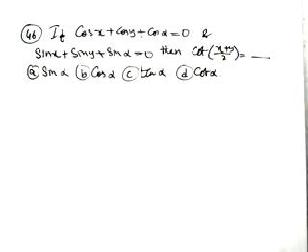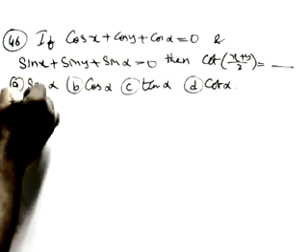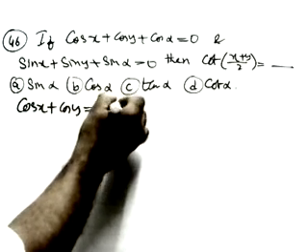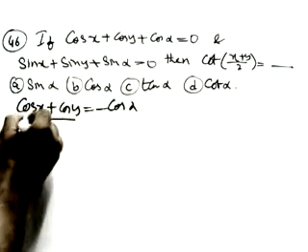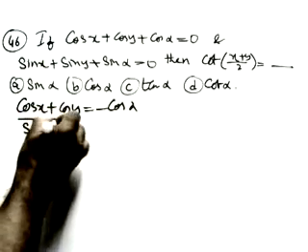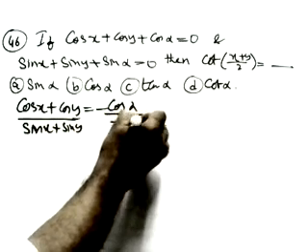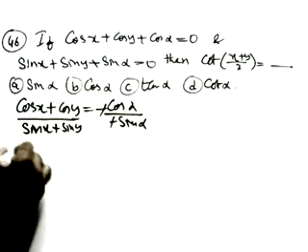Now you see the next question: cos x plus cos y plus cos alpha equals 0 and sin x plus sin y plus sin alpha equals 0. Then cot of (x plus y) by 2 equals dash. Let's bring this to the other side. What is given? Cos x plus cos y equals minus cos alpha. Let me divide this by this one: sin x plus sin y equals minus sin alpha. So this minus minus will get cancelled.